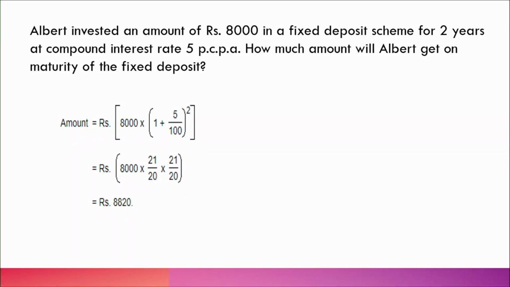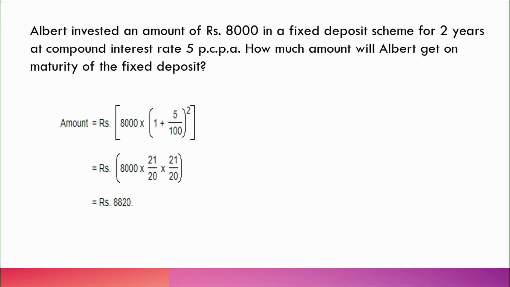Now we will see one more question. Albert invested an amount of 8,000 rupees in a fixed deposit scheme. I just said fixed deposit scheme, no? For 2 years at a compound interest of 5% per annum. How much amount will Albert get on maturity of the fixed deposit?